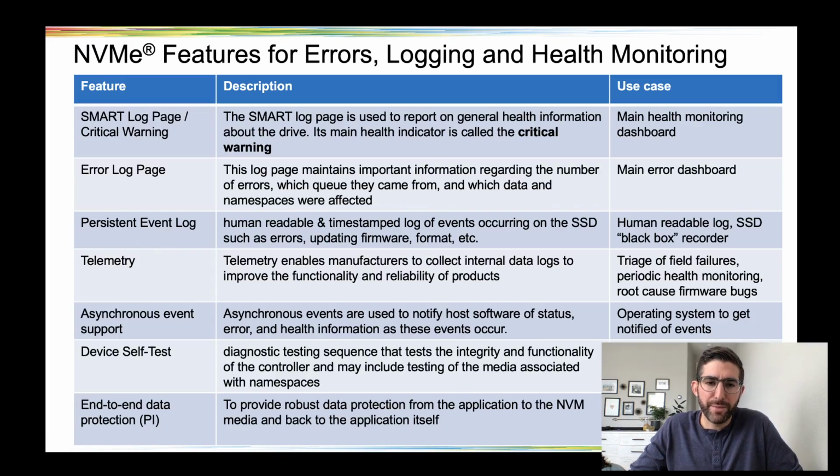So when an operating system or user wants to go back and say, hey, a drive failed, what happened leading up to that event? They can figure out, oh, did I update firmware? Did I format the drive first? Did it have a power failure? What happened to the drive?